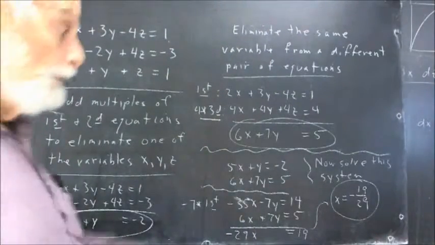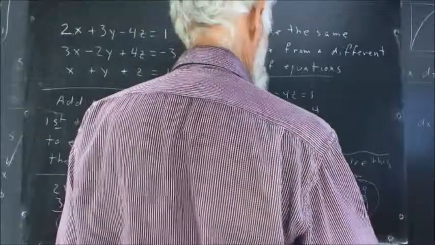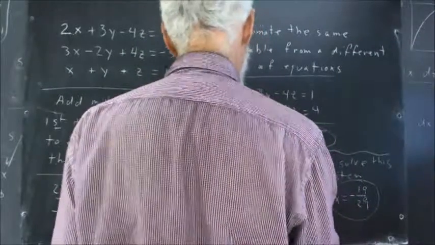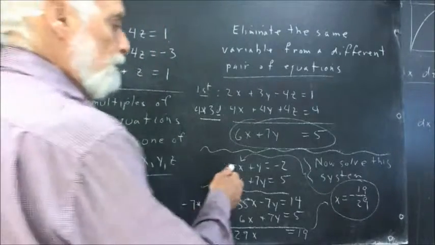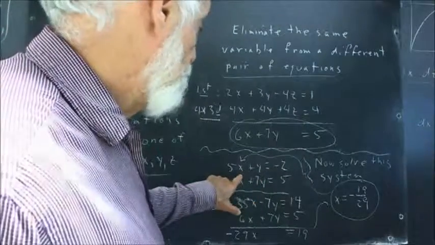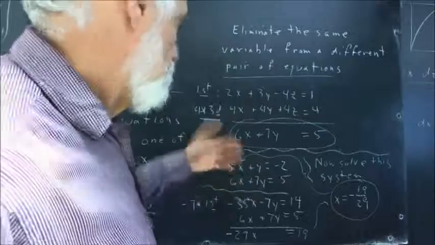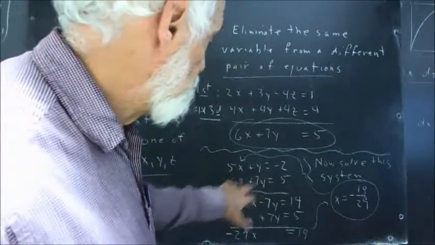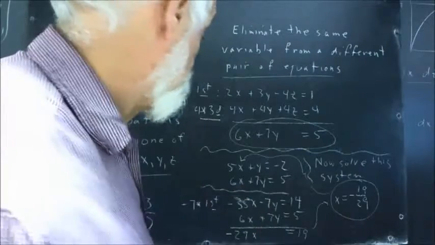Now, having obtained this value of x, we can take that value and substitute it into, say, this equation, and that'll give us an equation that we can solve for y, because x is now a number. The only unknown is going to be y. Now, it wouldn't matter whether we put it into this equation or this equation, we're going to get the same solution for y.